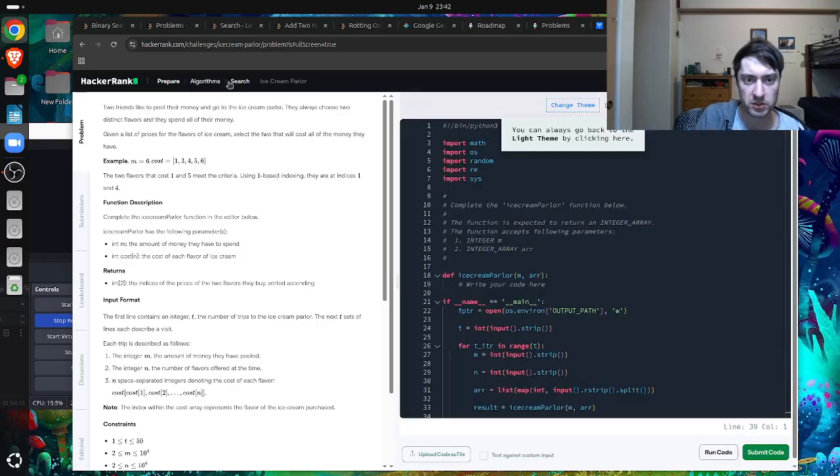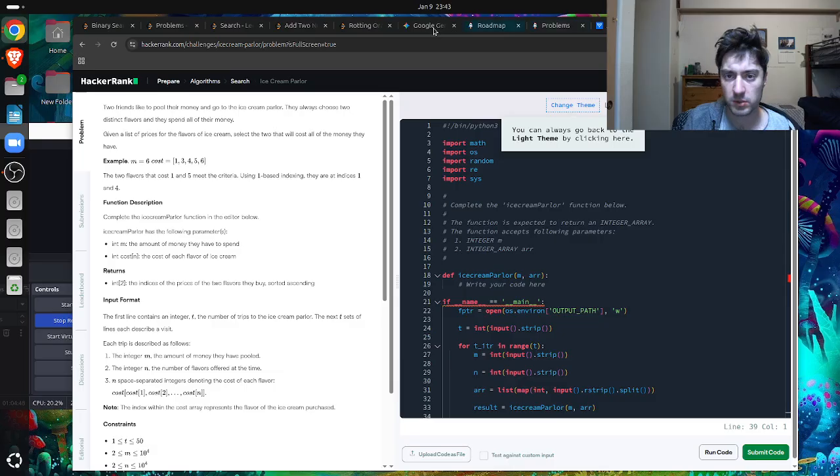Okay, so it does say search right there. Two friends like to pool their money and go to the ice cream parlor. They always choose two distinct flavors and they spend all of their money. Given a list of prices for the ice cream flavors, select the two that will cost all the money that they have. Interesting.